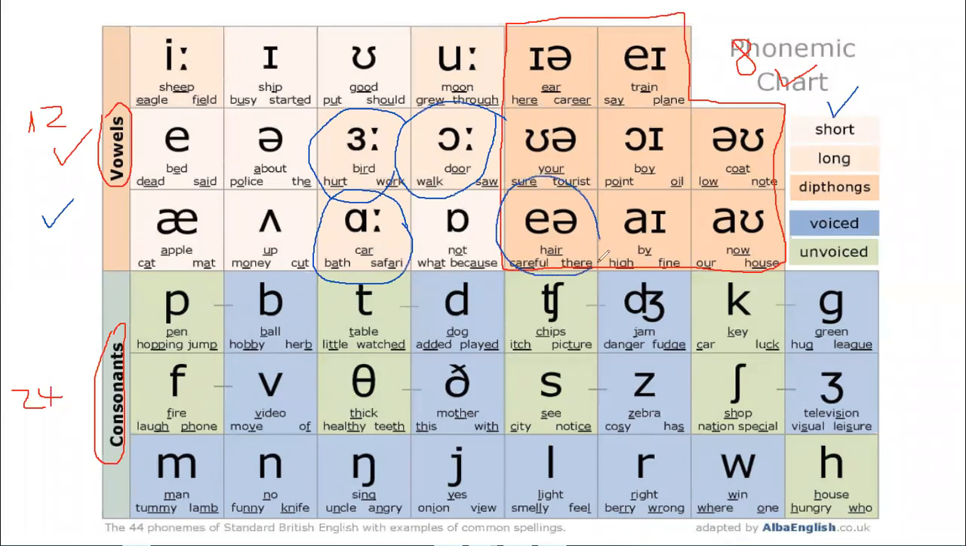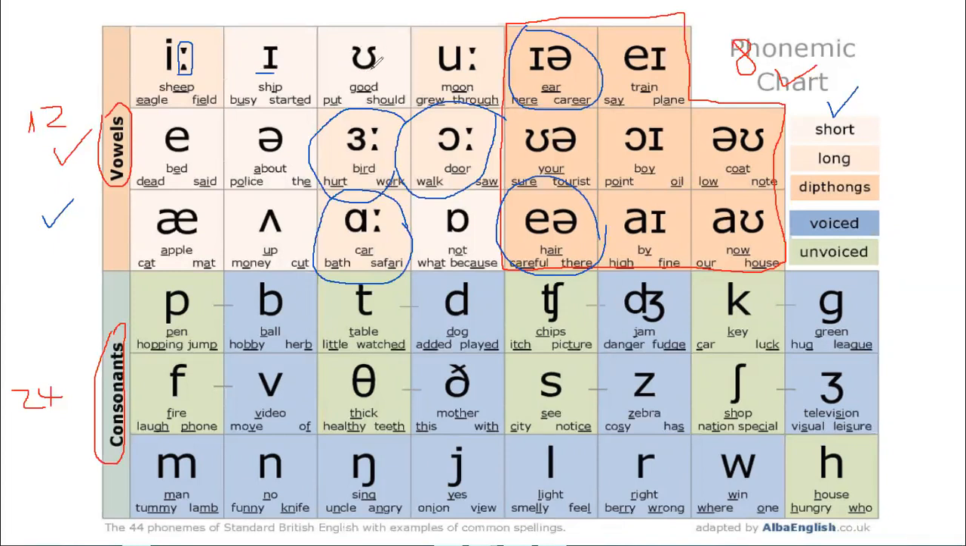Diphthong, this one. I'm just going to give you a short look at how they sound, okay? What we have here is the long E. When we have two dots, it means that it is long, okay? It's a long sound. So this is E, like in sheep, eagle, field. No dots and no colons, okay? So this is the short I: ship, busy, started, it, okay?